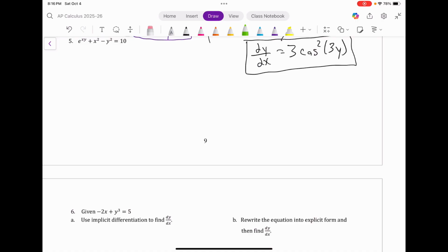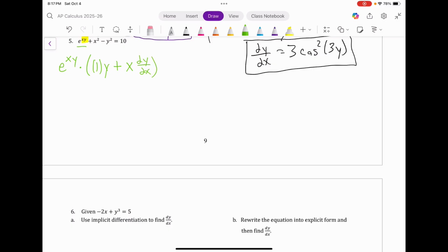All right, on number 5, same thing. We're taking the derivative of everything. So we've got to use the chain rule here. So the derivative of e to the xy will just be e to the xy, chain rule, so times the derivative of xy. So we have to use the product rule here. All right, so derivative of x is 1 times y plus x times the derivative of y is dy dx.